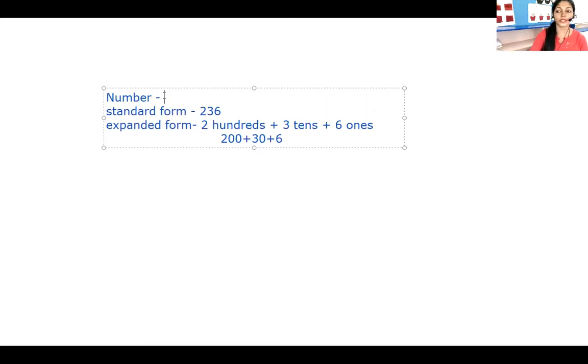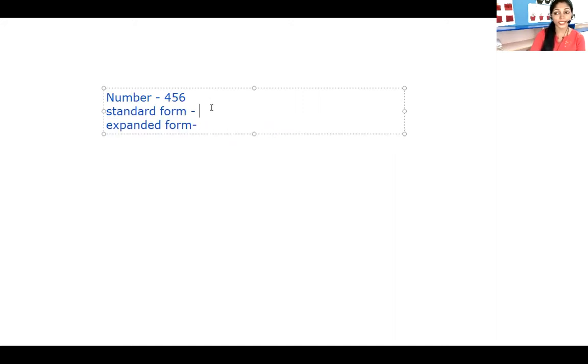So now, if I'm giving another number, so let me give the number here. Okay, if I'm giving the number as 456. How will I write it? What will be the standard form? The standard form will be the number itself. That is 456.